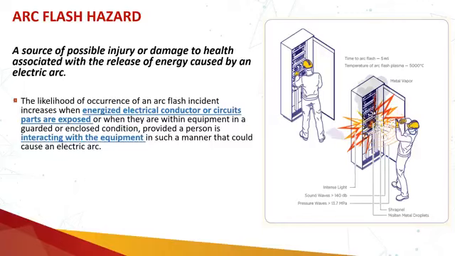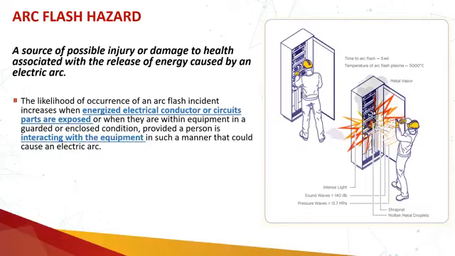So let's start with the first part of this conversation: the likelihood of occurrence of an arc flash incident increases when the energized electric conductors or circuit parts are exposed. If the electric conductors or circuit parts are already in an electrically safe work condition, that means you have eliminated the hazard. If you have eliminated the electrical hazard, then nothing associated with the arc flash or shock hazard is there. Only if the energized electric conductors or circuit parts are exposed does this arc flash hazard exist.